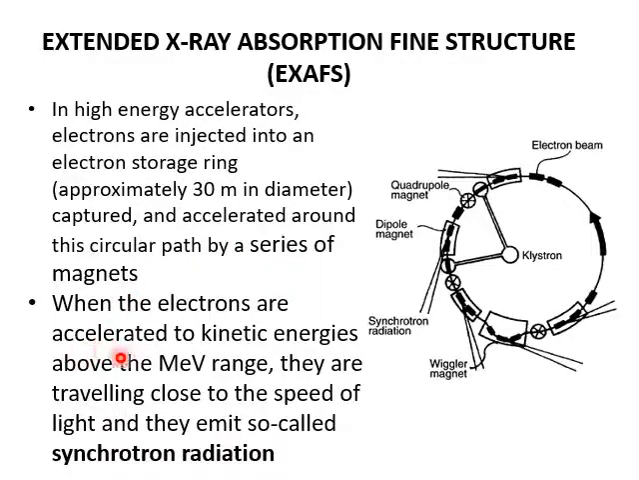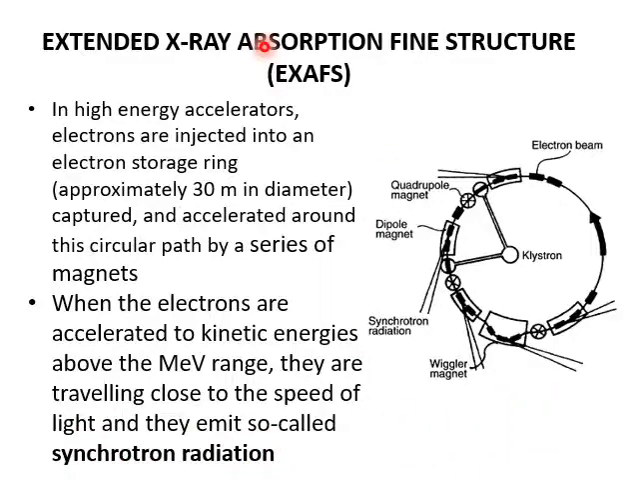When the electrons are accelerated to kinetic energies in the mega electron volt range, they gain sufficient speed and they are traveling close to the speed of light. Their speed is very close to the speed of light, that is 3 into 10 to the power 8 meter per second, and they emit so-called synchrotron radiation.